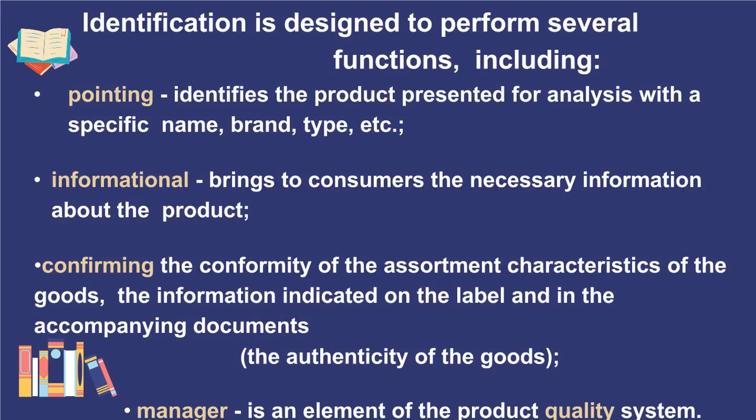Identification is designed to perform several functions, including pointing, which identifies the product presented for analysis with a specific name, brand, type, etc. Informational, which brings to consumers the necessary information about the product, confirming the conformity of the assortment characteristics of the goods, the information indicated on the label and in the accompanying documents, the authenticity of the goods. Managerial, it is an element of the product quality system.